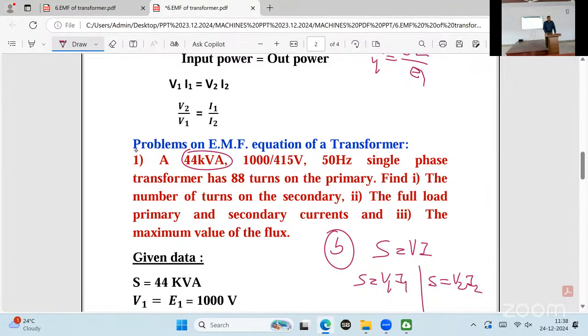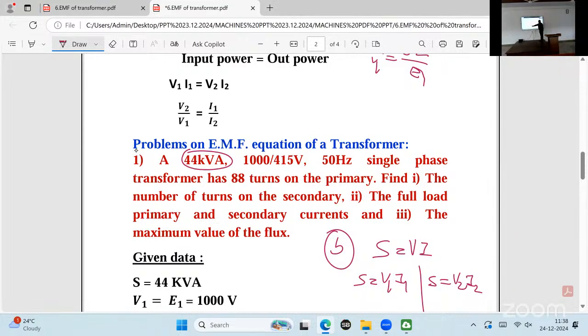The rating of a transformer is given in apparent power. It is designated by S. S is equal to VI. Remember this formula. How did you get this formula? Unit 1, AC circuit apparent power. This is B bit.